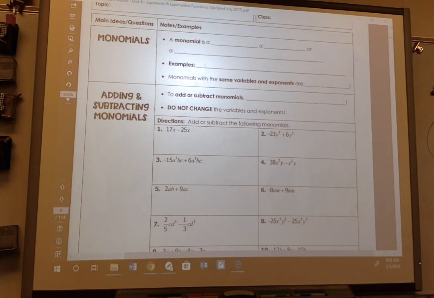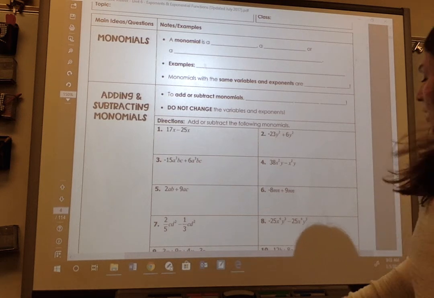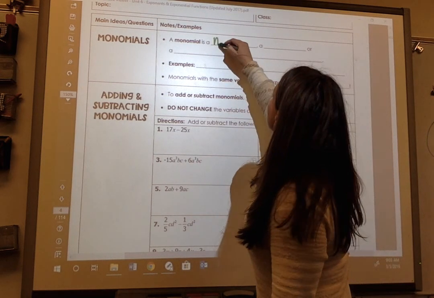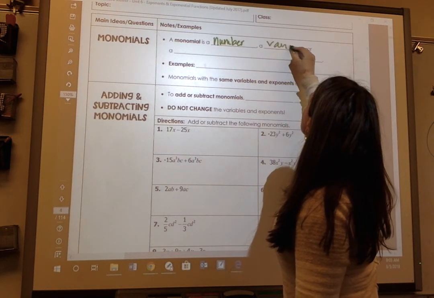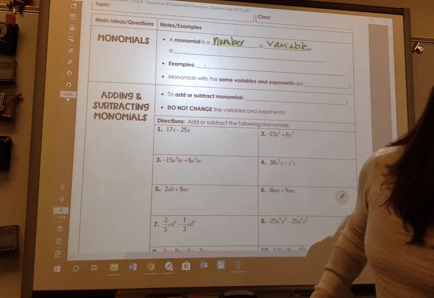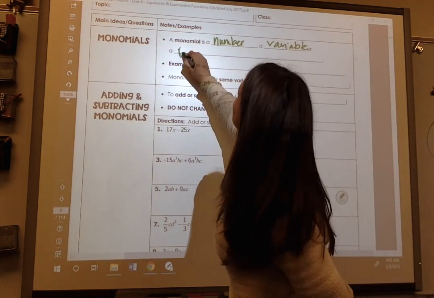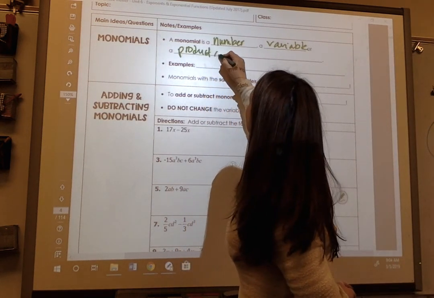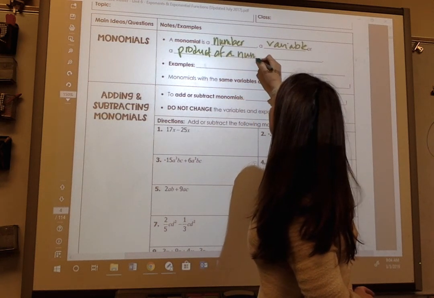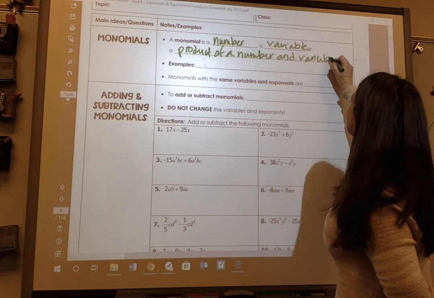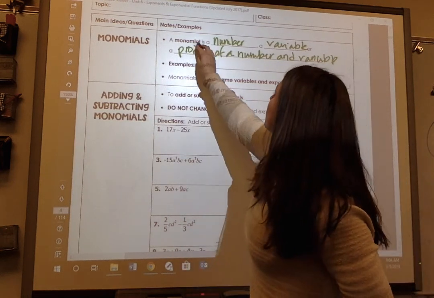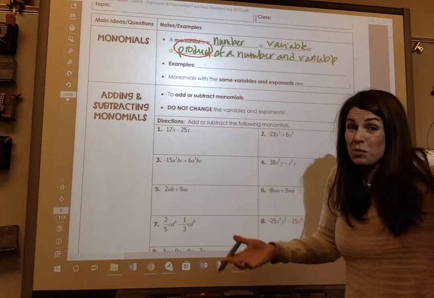Sorry guys, hang on. Want to make sure that you have the right words in your journal. So, a monomial is a number or a variable or a product of a number and variable. So notice what this word says. It says product. So we know product means multiplication.